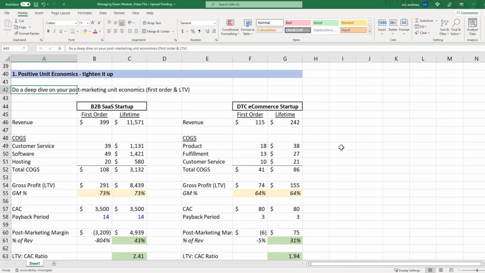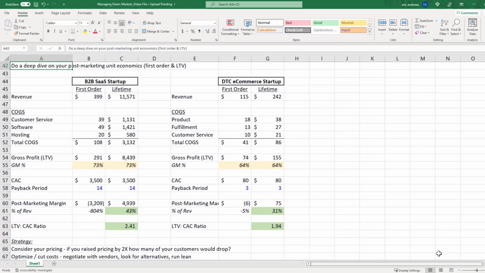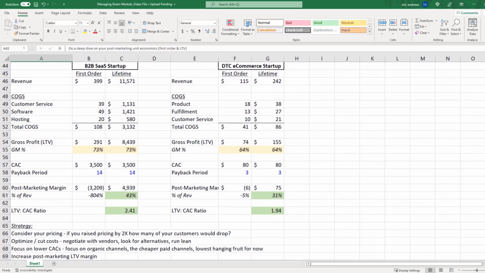So what you need to do next, let's walk through two different types of businesses and chat through how you should be doing this analysis, and then how you should be thinking about what you can change at this moment. So, first off, this is a B2B SaaS startup. A business where customers pay a subscription, they have a very long customer lifetime, but the customer acquisition cost is probably very high.